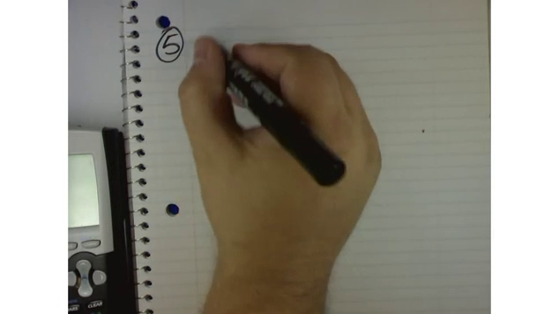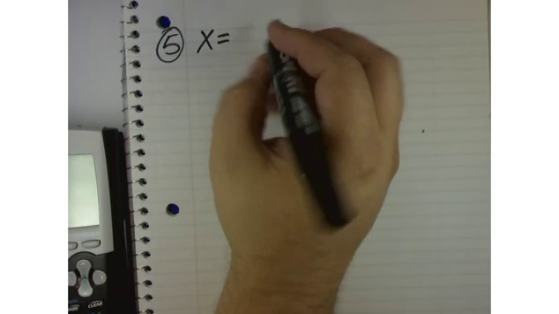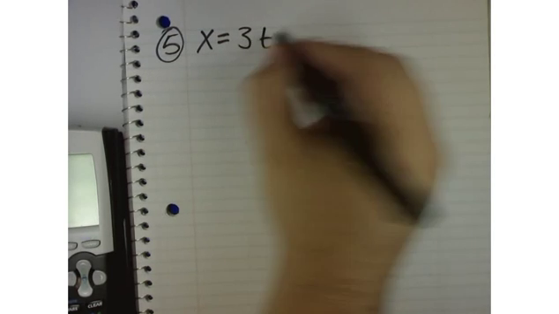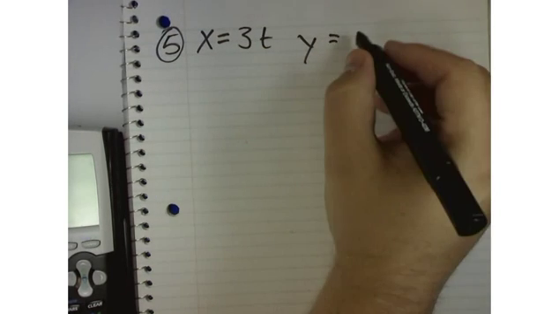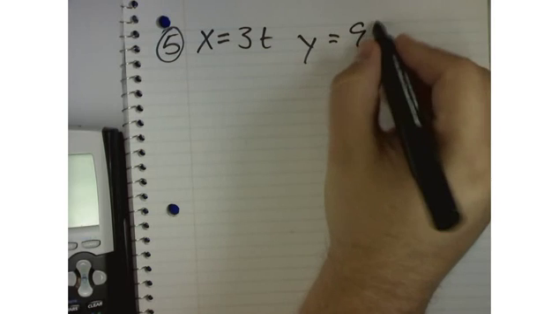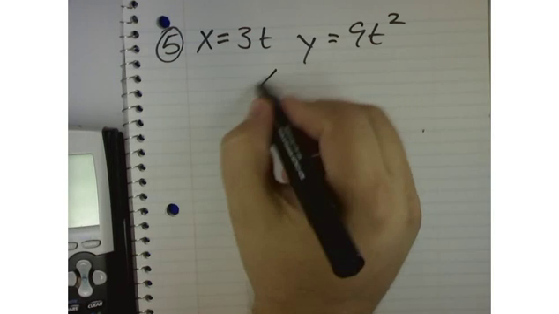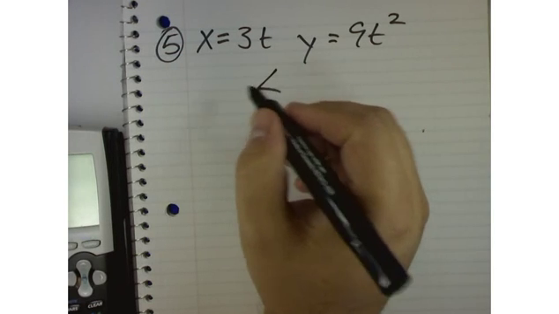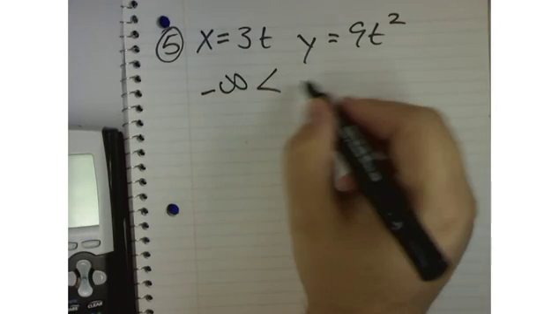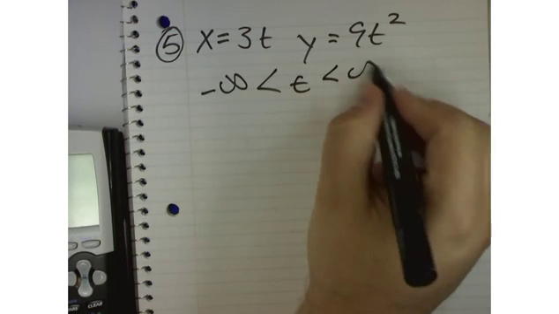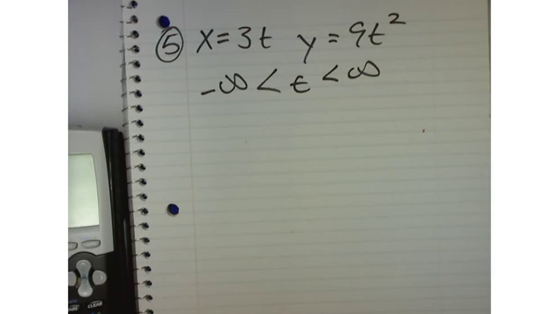For problem number 5, they give us x is 3t and y is equal to 9t squared. And they tell us that t can be from negative infinity to positive infinity. Now they do that on purpose to kind of trick you.